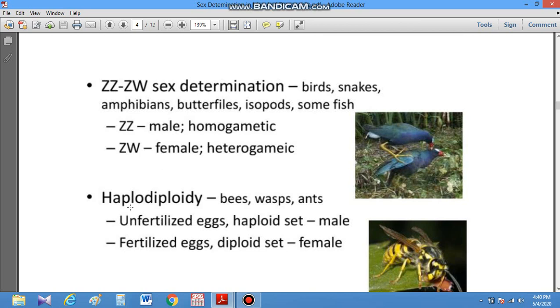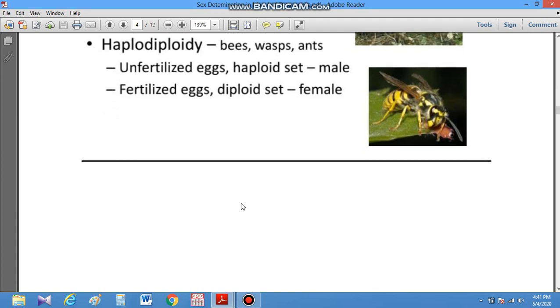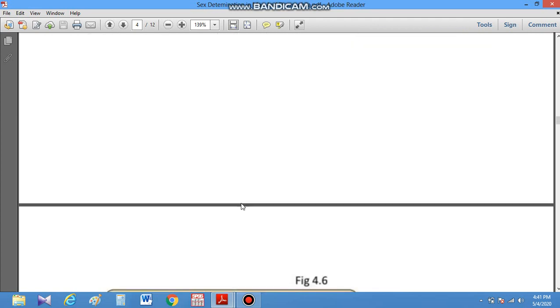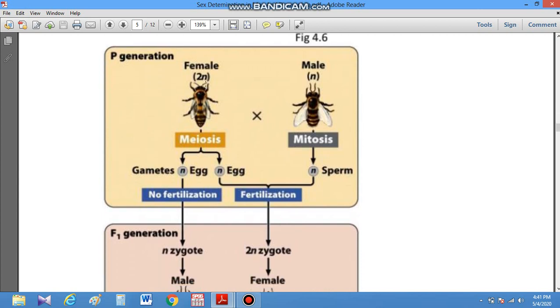In case of haplodiploidy, the honeybee is an example of it. It can be understood with the help of this figure. In this case, females are diploid, 2n, and males are always haploid. In case of female, there is meiosis and formation of two types of eggs, n and n. In case of male, there is mitosis, because it is itself haploid, it will produce haploid sperm.